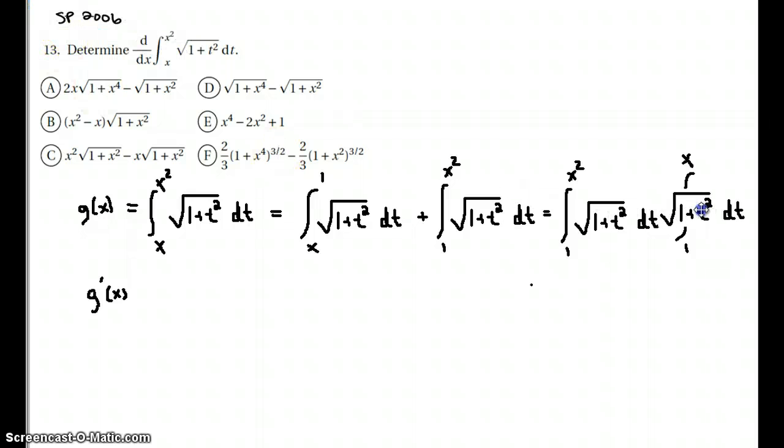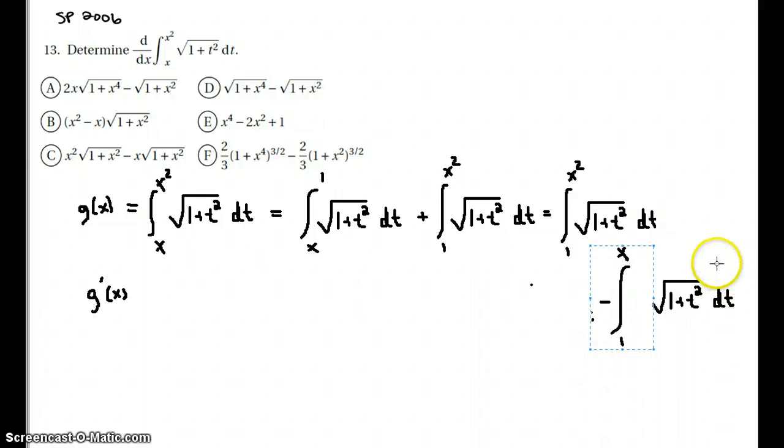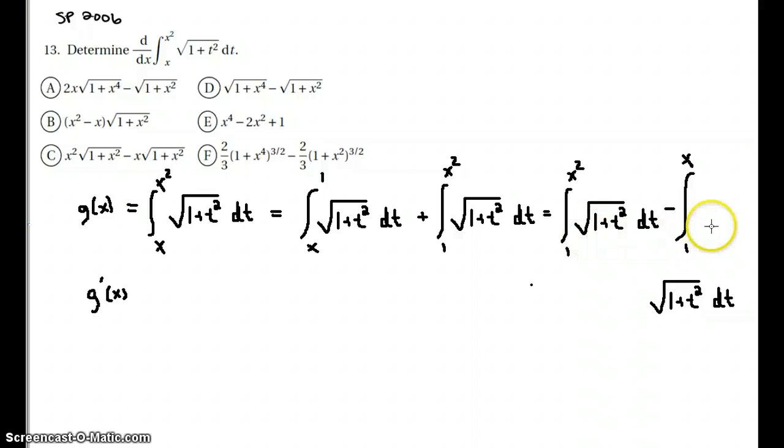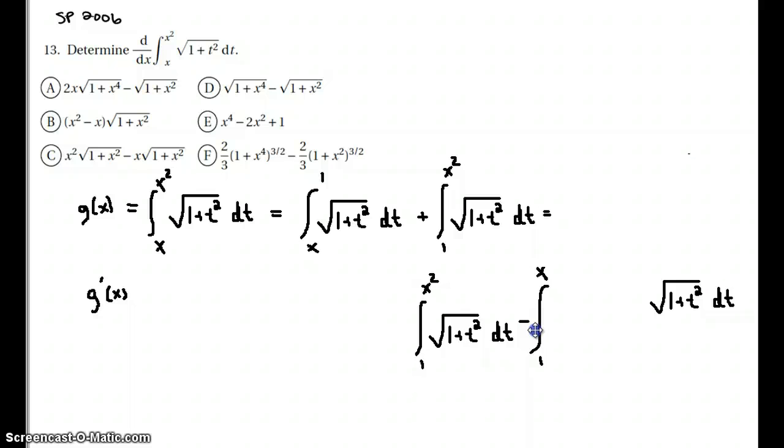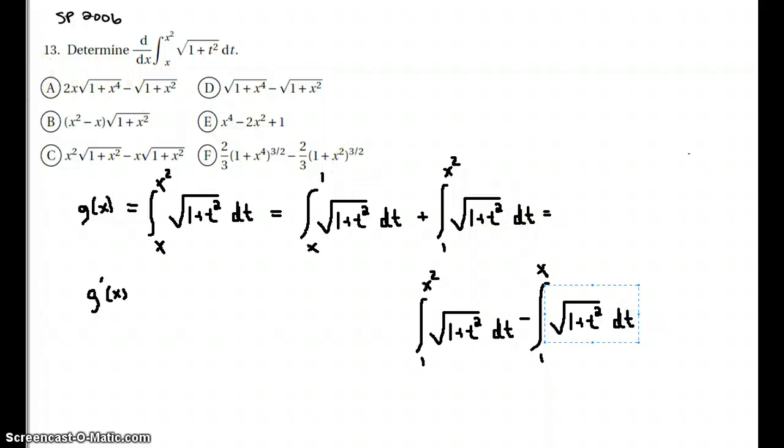Great. Let's try that out. That's not working out. Sorry. Let's take this whole thing and move it down here. Okay, there we go. Sorry about that. Okay. This is still all g of x.